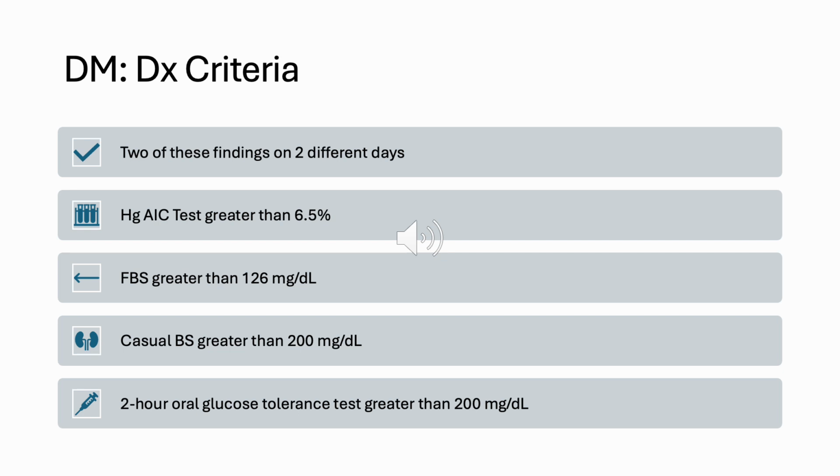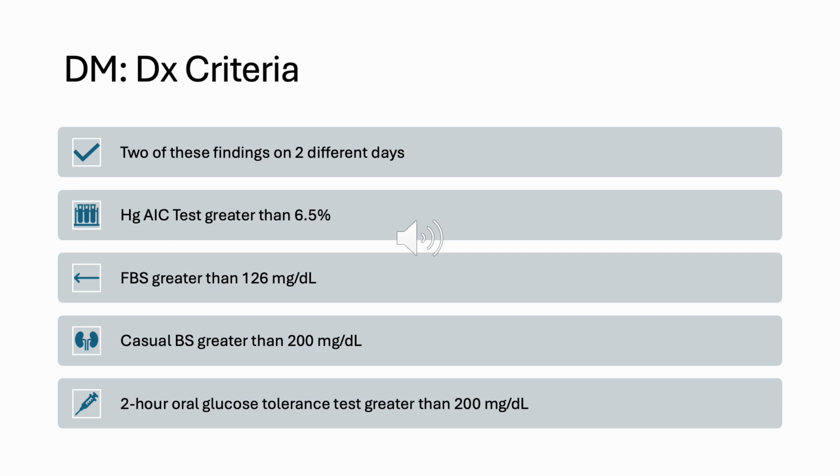The criteria to be diagnosed with diabetes includes having 2 of these findings on 2 different days. So 2 of the screening tests come back positive on 2 different days. So the first one is a hemoglobin A1C test greater than 6.5%. Now I need to explain what this test is. This test is a test that is used to determine if the patient had tight glycemic control over the last couple of months. So it is measuring the glucose on the hemoglobin in the red blood cell, right? So red blood cell lasts 120 days, so it makes sense that this is going to give the provider some insight into how well the patient maintained tight glycemic control over the last 3 months. Okay, 3 to 4 months, 120 days.